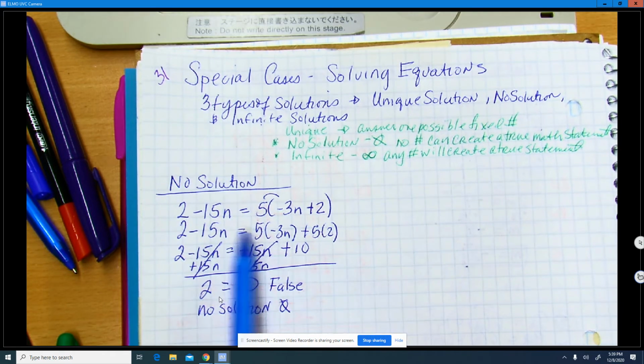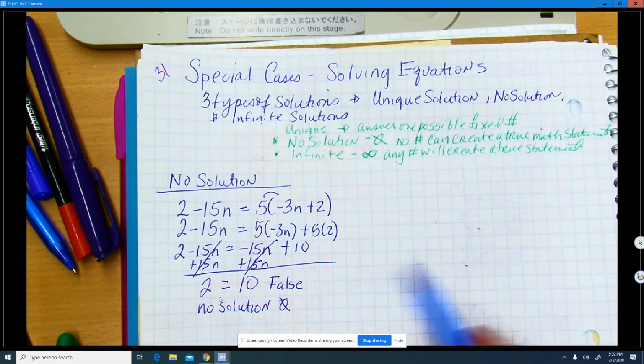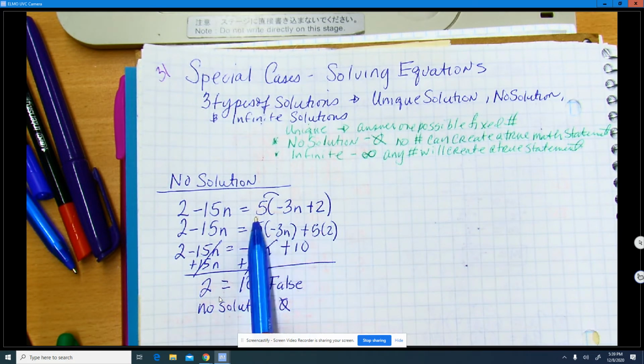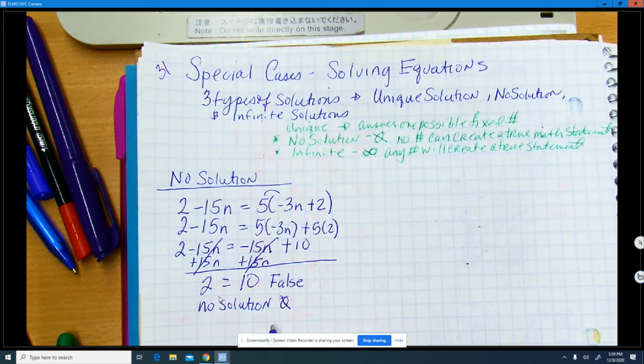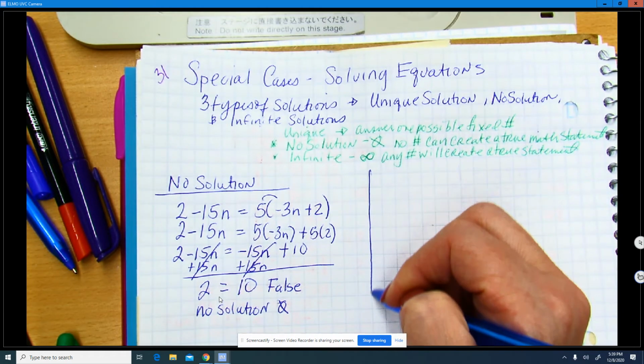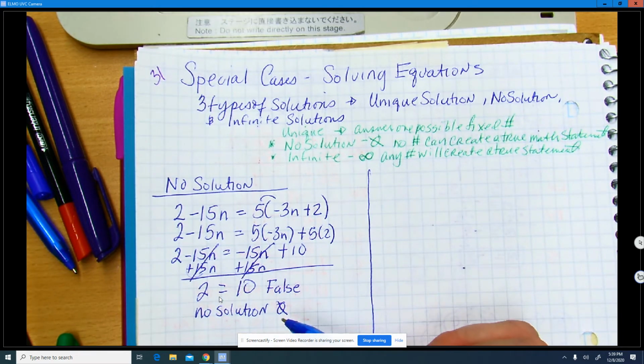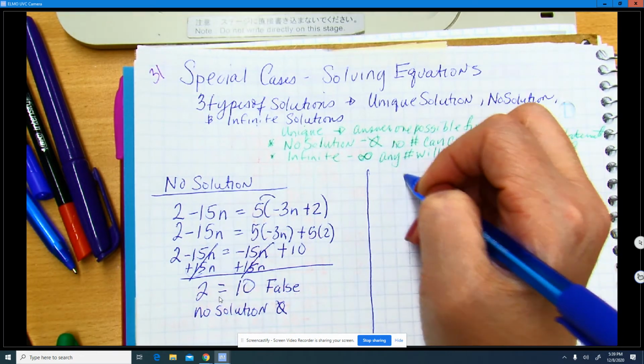And any number that I tried to put in here to get a true solution would lead to a false math statement. So if I put 0 in, I'd wind up with 2, and I'd wind up with 10. Not going to work. If I put 1 in, if I put 7 in, if I put 304 in, I'm going to wind up with a false math statement. That's what it looks like to be a no solution. But one of the keys is that we eliminate those variables. Let's look at the identity.